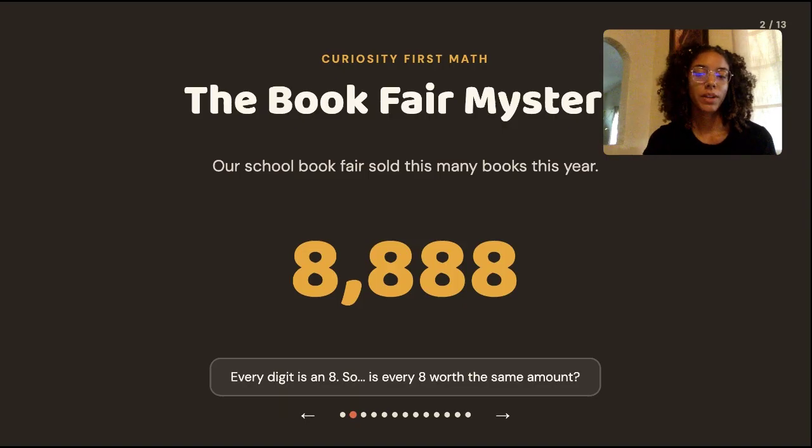Our school's book fair sold this many books this year, 8,888. Look closely. Every digit has an 8. So here's my question. If every 8 in this number, is every 8 in this number worth the same amount, or is something else going on? Let's find out.